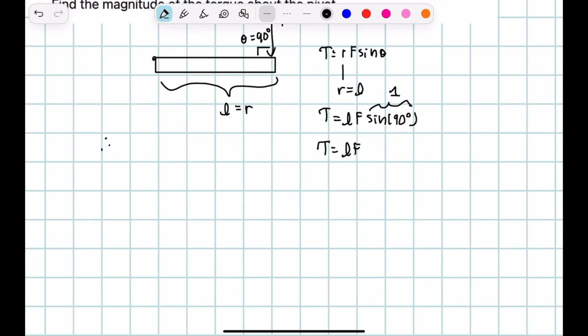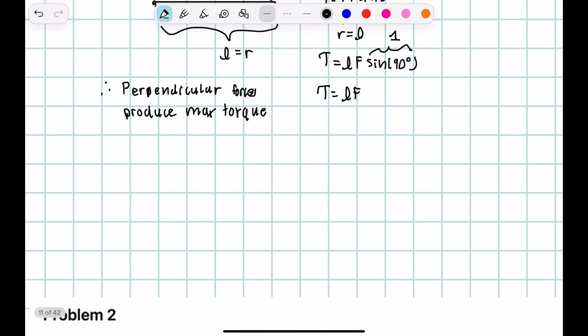So therefore, perpendicular forces produce max torque because it's just being multiplied by 1.